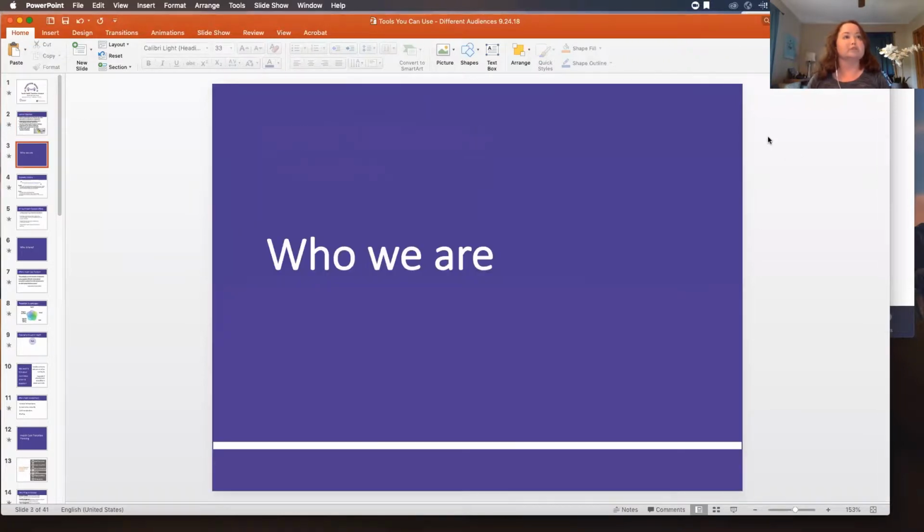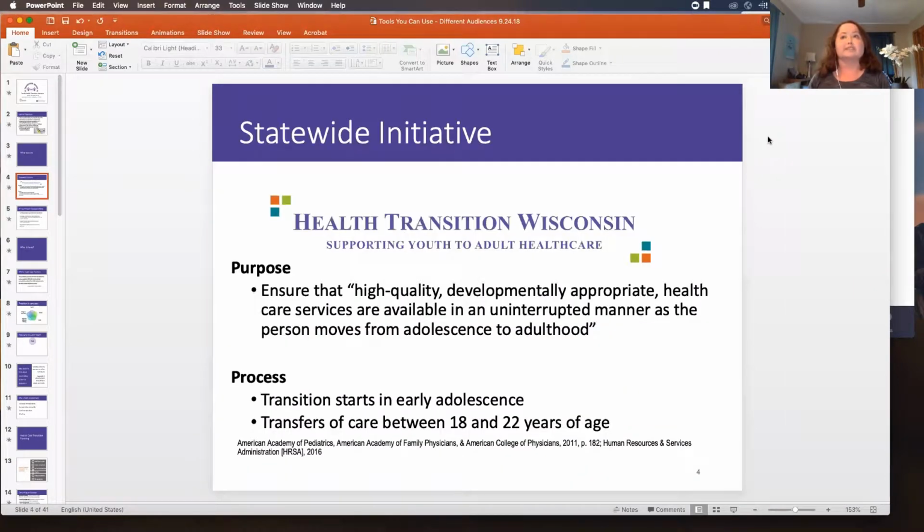Navigating multiple screens. I just want to start off with a quick who we are. And I do this because hopefully, as we continue to spread the word and have a lot of people joining us, there might be people that have not heard of our group or are wondering what we do and why we do it. So I want to start with who we are. We are a statewide initiative. We are called the Wisconsin Youth Health Transition Initiative.